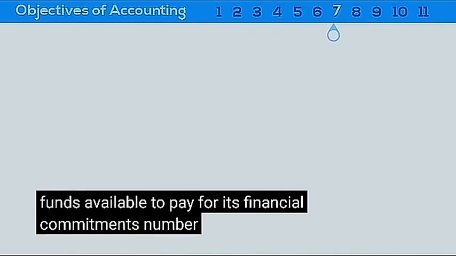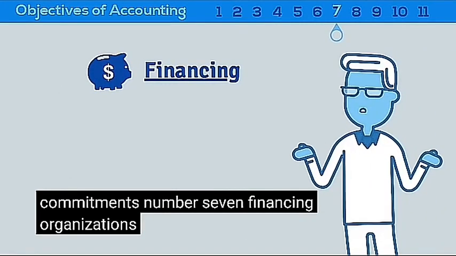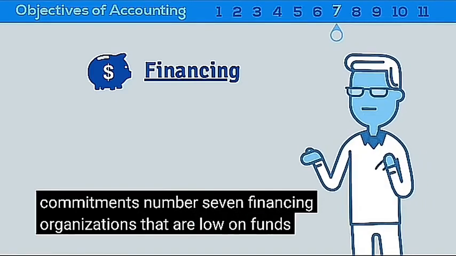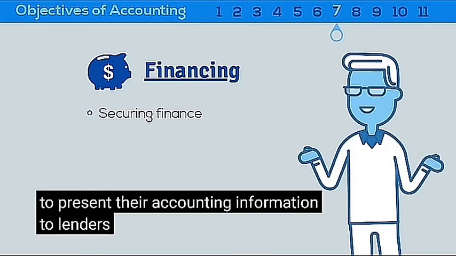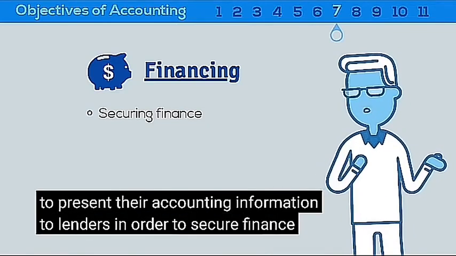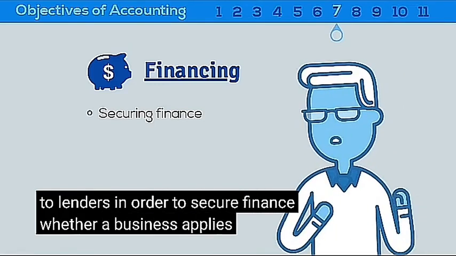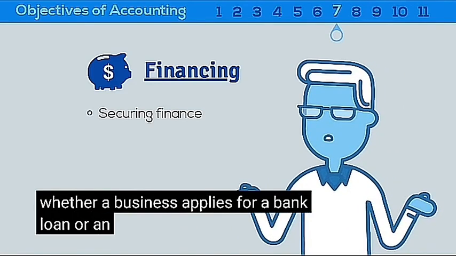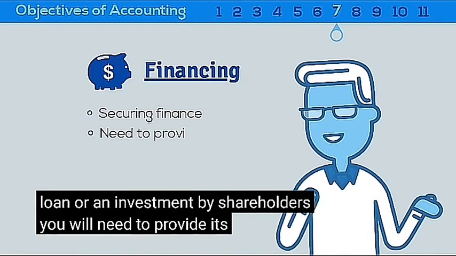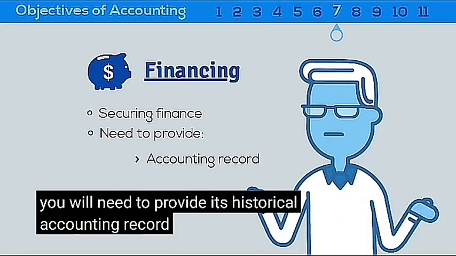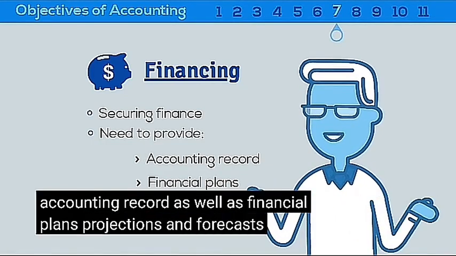Number 7, financing. So here, financing. Organizations that are low on funds need to present their accounting information to lenders in order to secure finance, whether a business applies for a loan or an investment by shareholders. You will need to provide its historical accounting record as well as financial plans, projections, and forecasts.